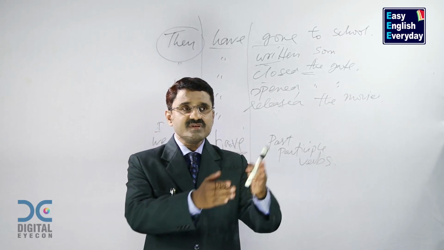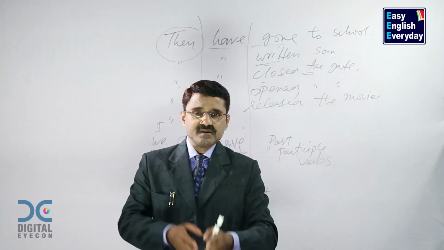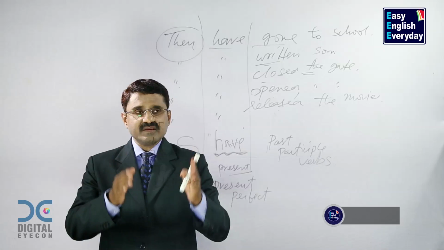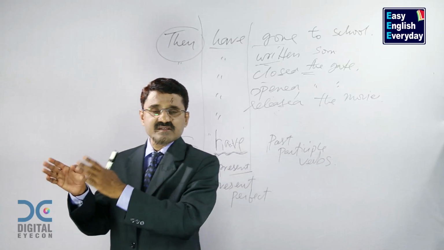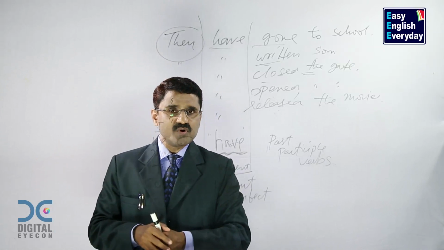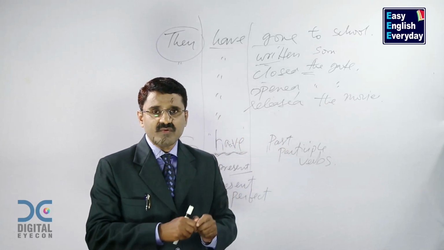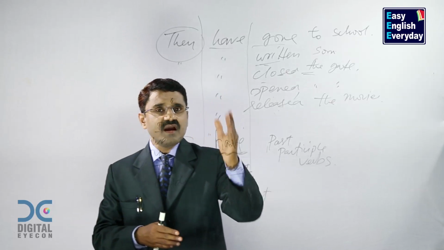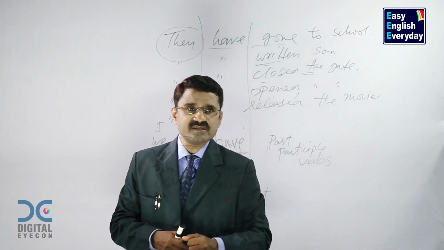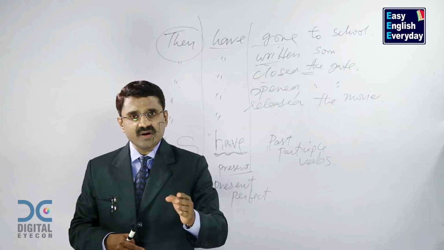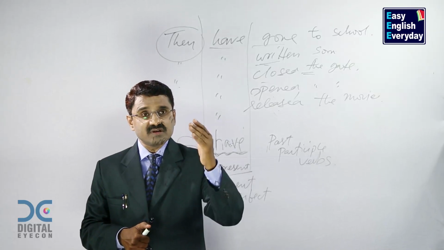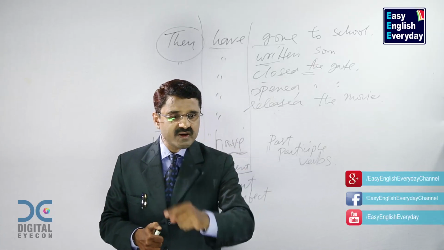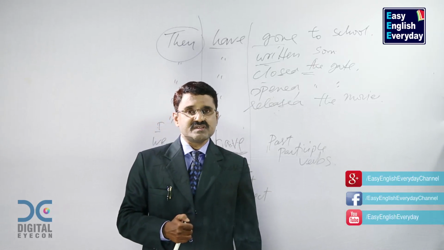Teachers have displayed the result. According to this sentence, the result is there on the notice board. The result is there on the wall. So when the result is there on the wall, we have to say teachers have displayed the result. So actions are over, but you are talking about the present results of those actions. That's why in grammar it is called present perfect.